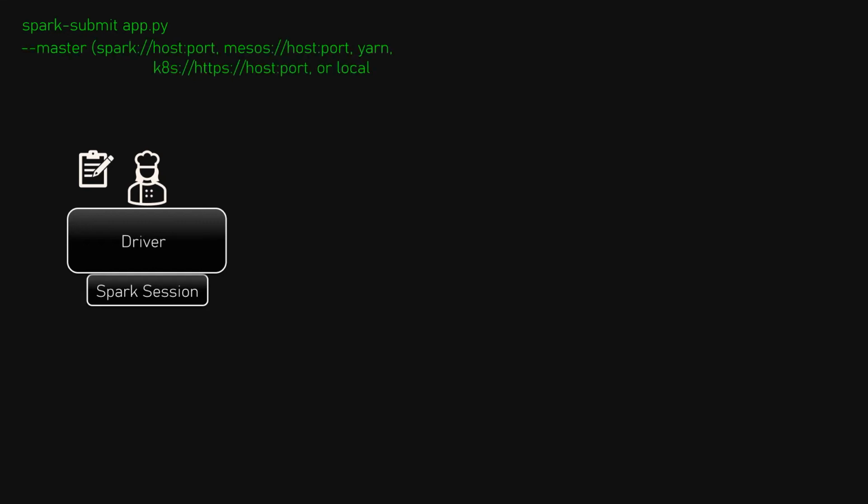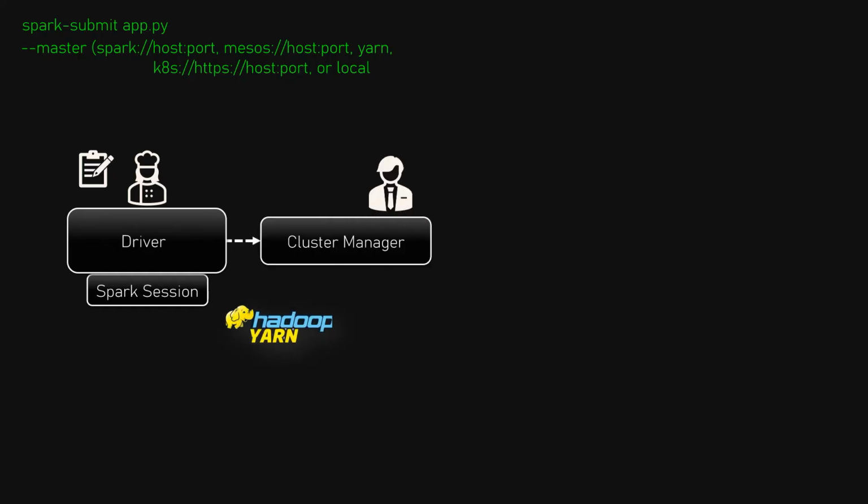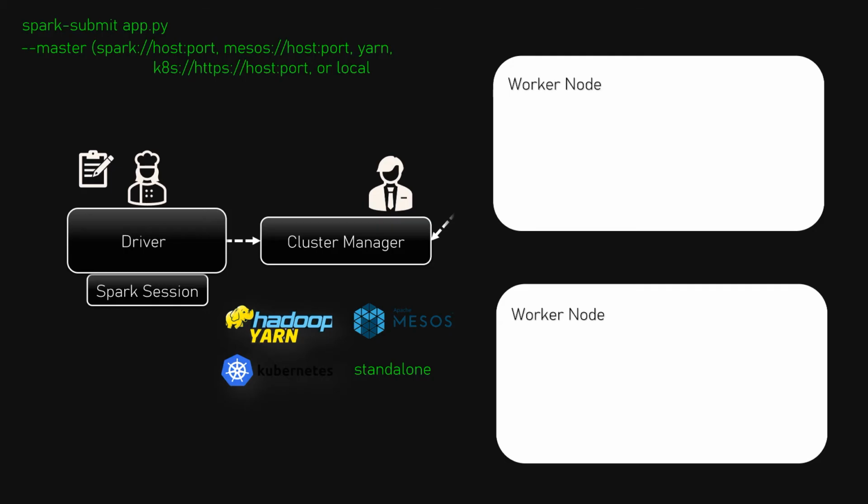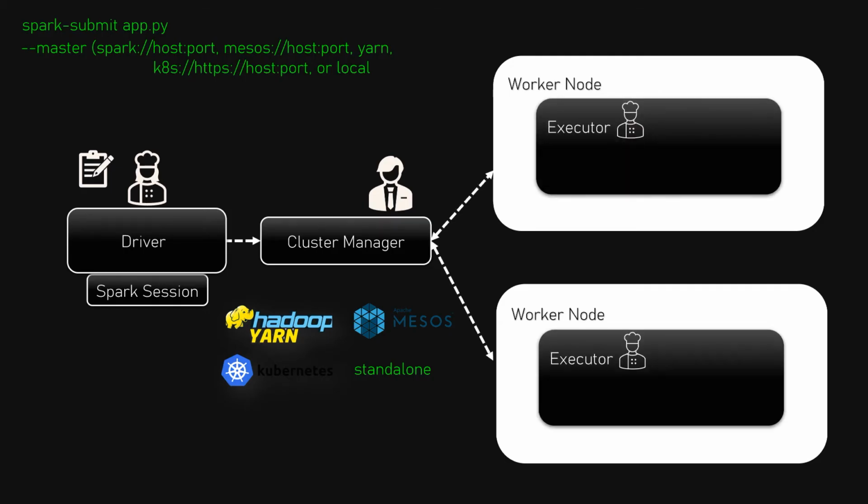The next argument, which is the master, controls what is the cluster manager being used for the Spark application. Depending on the value of this argument, the cluster manager can be Hadoop Yarn, Apache Mesos, Kubernetes, or even a standalone cluster manager. As the driver reaches out to the cluster manager, it provisions executors on the worker nodes. When the executors are provisioned, they register themselves back with the driver.